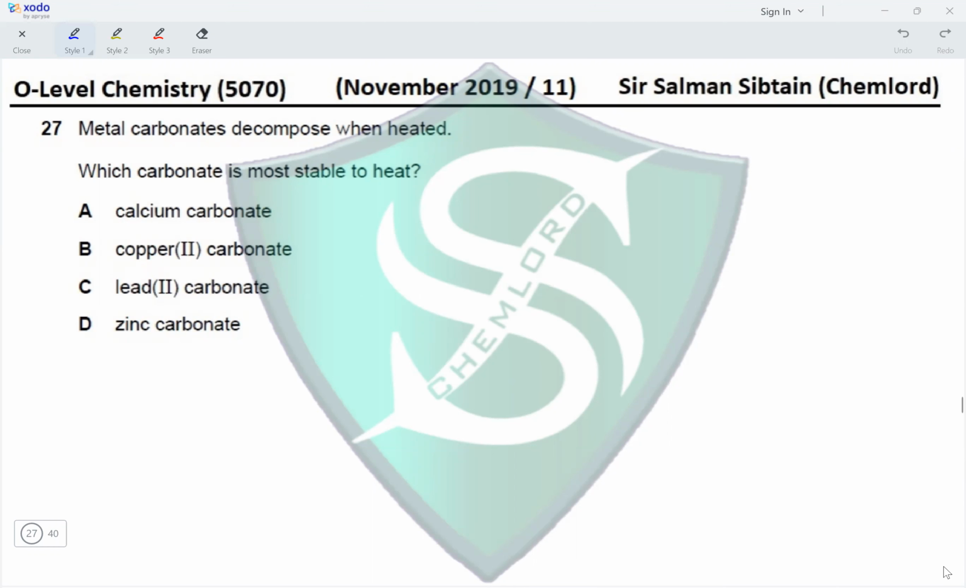So, copper would have a larger radius than calcium. Lead is present in group 4, but in the period after period 4, so that makes the ionic radius larger. And zinc is present in the same D block series as copper, but it is the last element in the D block series, so its radius is also larger. So the one with the smallest radius here is calcium, making calcium carbonate in option A the correct option for this question.